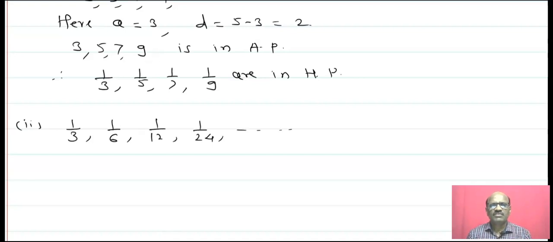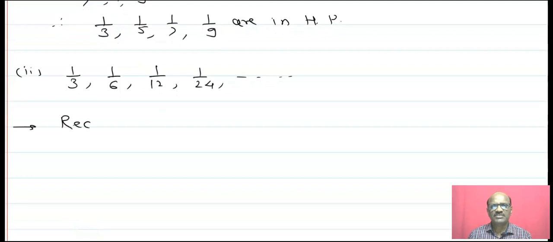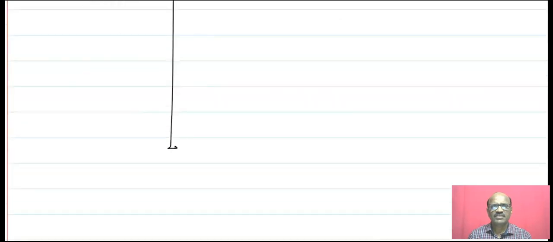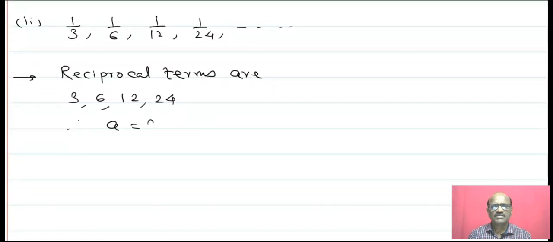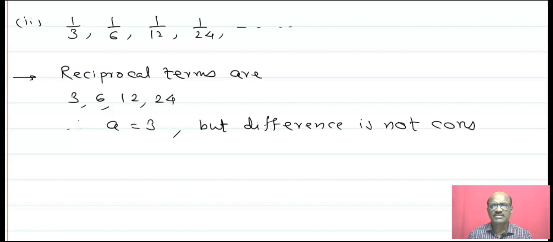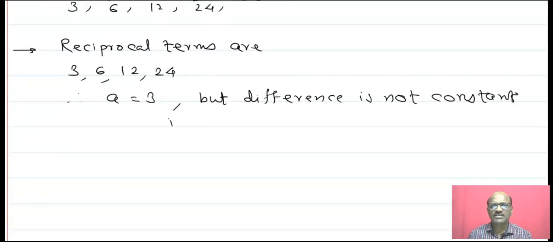Now the second, 1 by 3, 1 by 6, 1 by 12, 1 upon 24. Now make their reciprocals. Terms are 3, 6, 12, 24. Therefore, A is equal to 3, but the difference is not constant because 6 minus 3 is 3, 12 minus 6 is 6, 24 minus 12 is 12. The difference is not constant.